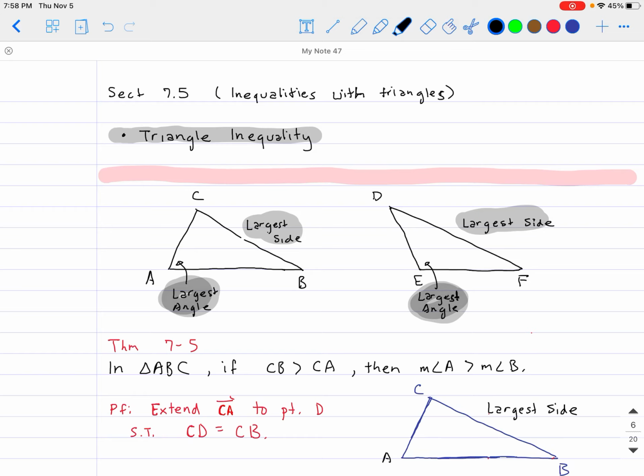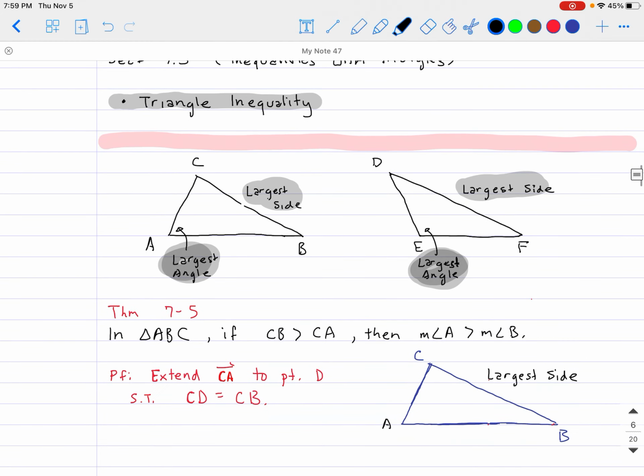So that is to say, the largest side will yield the largest angle on the opposite side. And similarly, the smallest side will yield the smallest angle opposite that side. So that right there is going to be our theorem, which is known as Theorem 7.5. And oddly enough, it doesn't actually have a name, but it's very important. So let's go ahead and write that up.